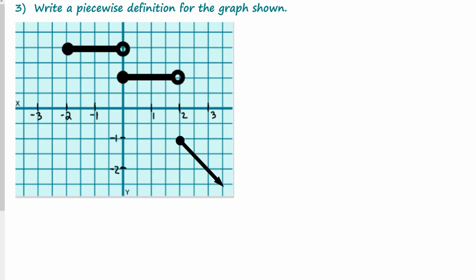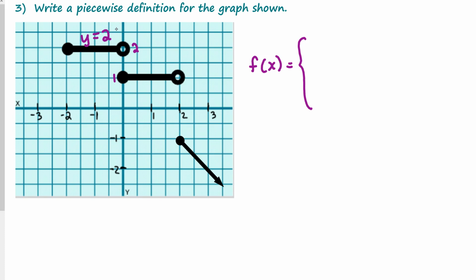For the third example, we're going to do it in reverse. So I've given you a graph, and your goal is to write the piecewise definition. So what that means is you write the part that says f of x equals, and then we have our brace, and then we're going to have 3 pieces. So look at the first piece on the left. It's just a horizontal line, so it's a constant, and it looks like it's at a height of 2. So it's the line y equals 2.